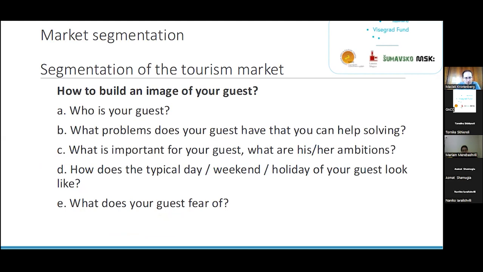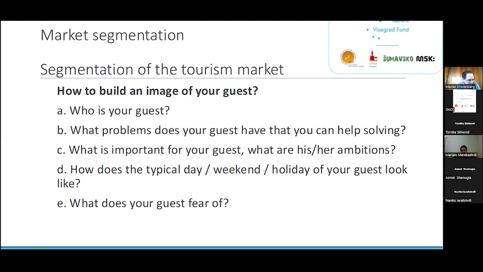How can we conduct this segmentation process? Once again, if we do not have access to a big budget, and we do not have access to some precise research, then we can try to run this segmentation process on our own. And we can run it just by answering some basic questions.